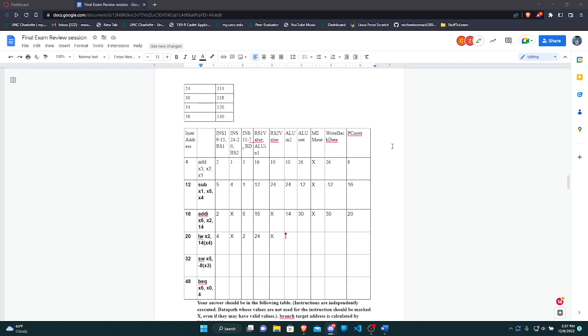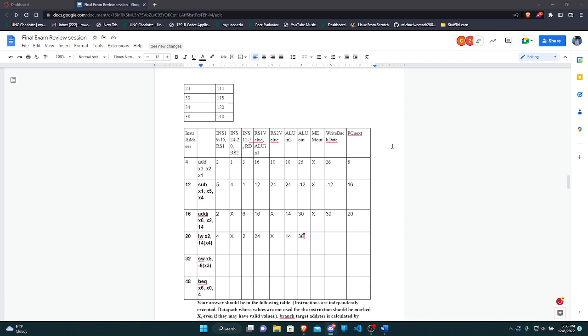Your ALU in 2, that's going to be this immediate value right here again. So that's going to be 14. Then for your ALU op, you're going to end up adding for this one, just because you want the specific memory address for fetching where this is located. You grab the contents of that. That's what a load word does. And so then we'll add up 24 plus 14. It's going to equal 38.